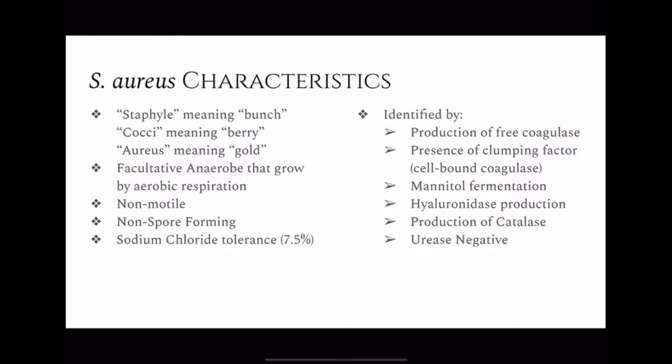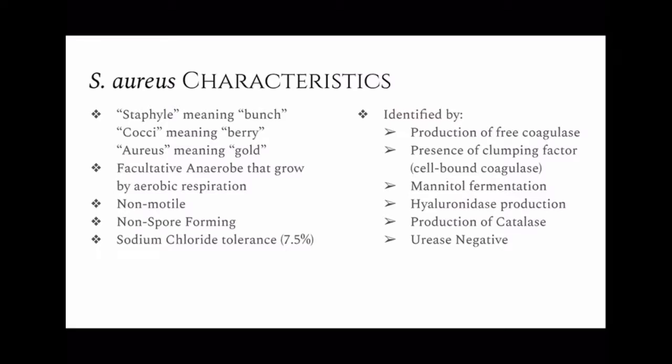So, some characteristics of the bacteria. If you break down its name, you'll find that you can decipher what it looks like. Staphyl means bunch, cocci means berry, and aureus means gold. If you see a picture of it, it will look like golden grapes. Now, Staphylococcus aureus is a facultative anaerobe, meaning it can produce ATP with or without oxygen. It is non-motile, non-spore-forming, and has a sodium chloride tolerance of 7.5%.